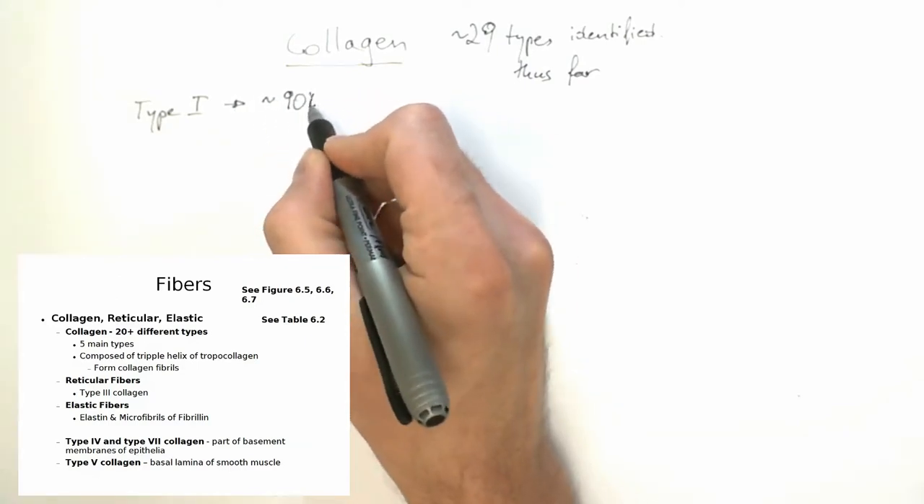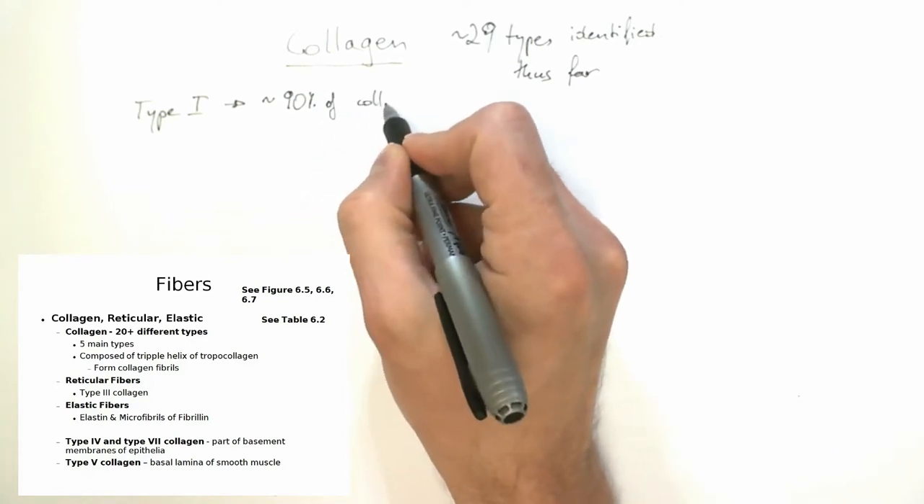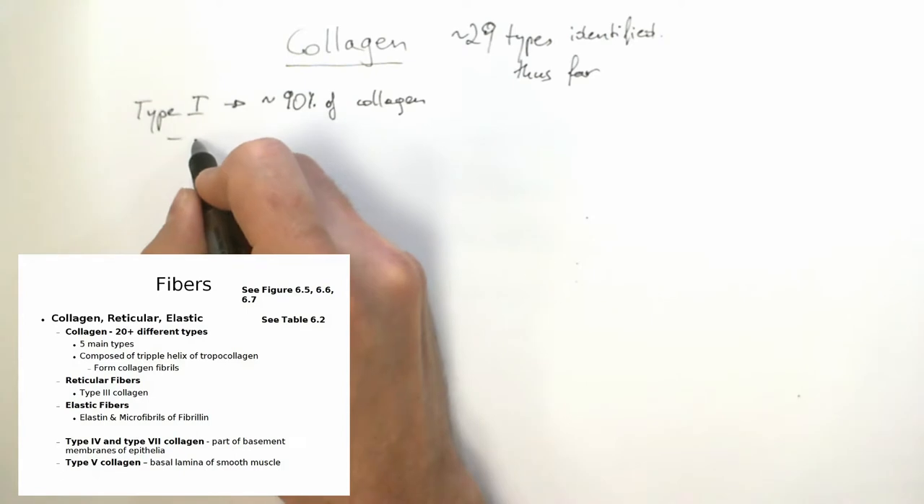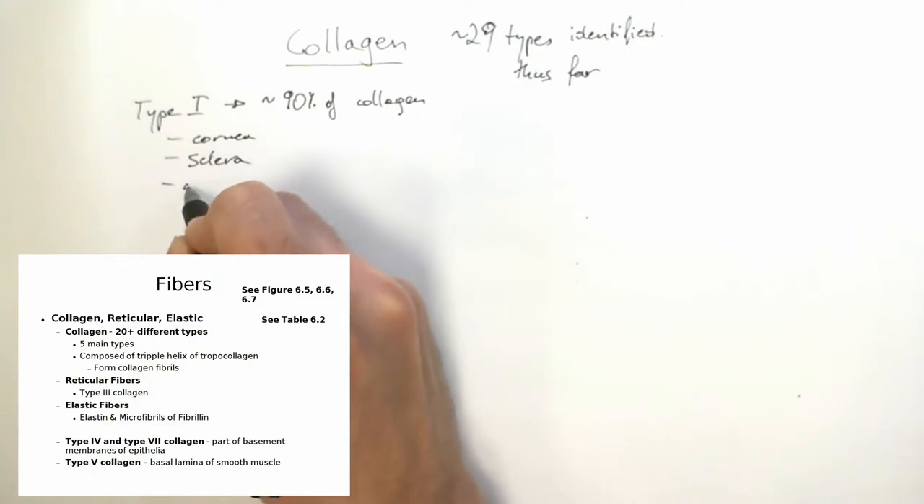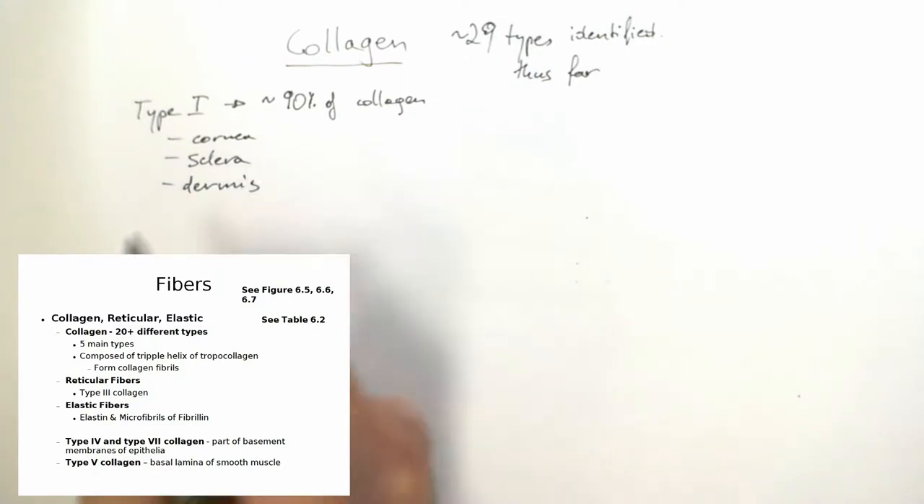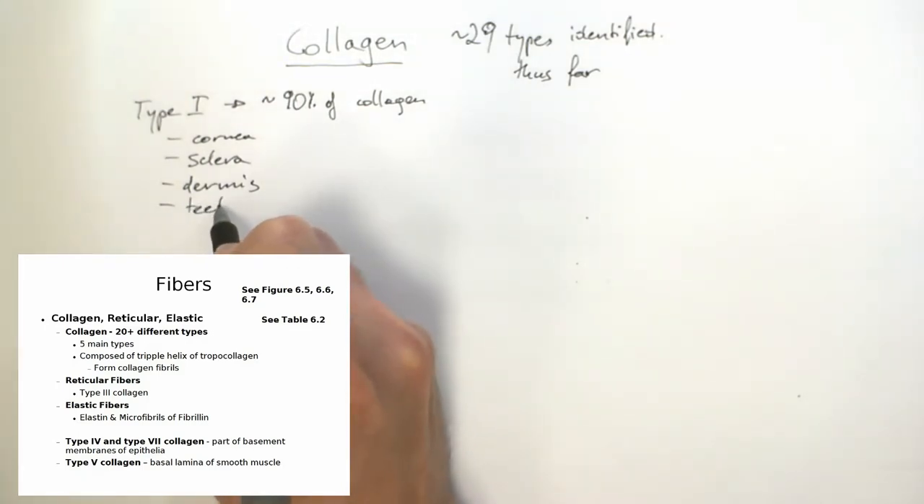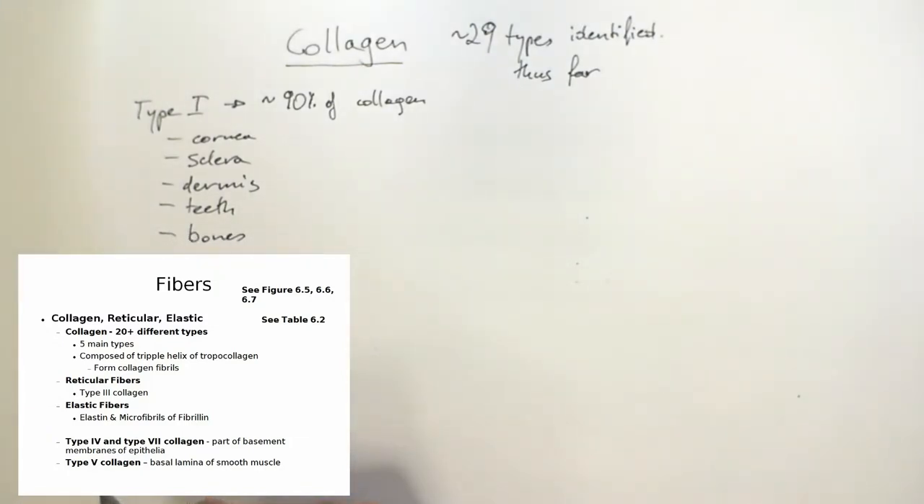And it is found pretty much everywhere in your body. I mean everywhere. It's inside your eyeball. It makes up the cornea and the sclera of your eye. It's found in your dermis, underneath the epithelium of your skin. In the dermis, the main component there is type 1 collagen. It's found inside your teeth. Yes, it's found inside your teeth as well. It's found inside your bones. Pretty much any part of your body will have type 1 collagen there. A major proportion of the dry weight of your body is collagen.